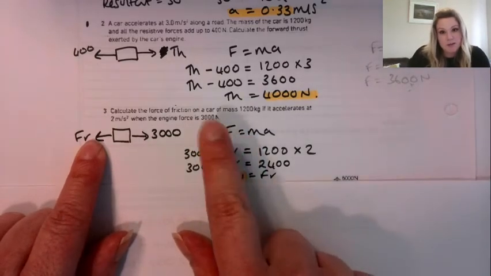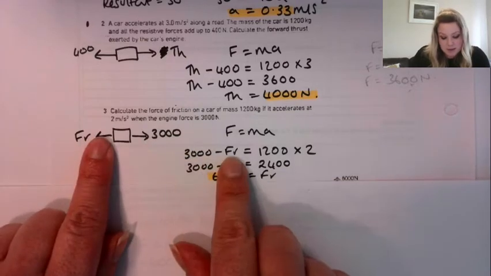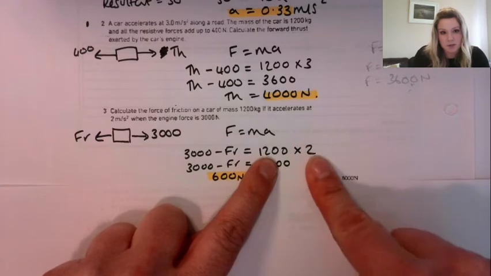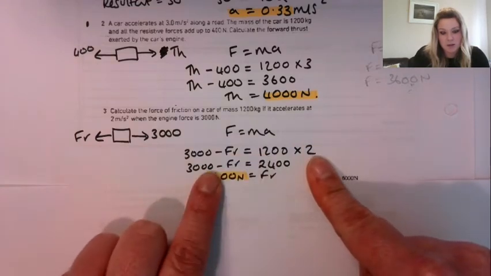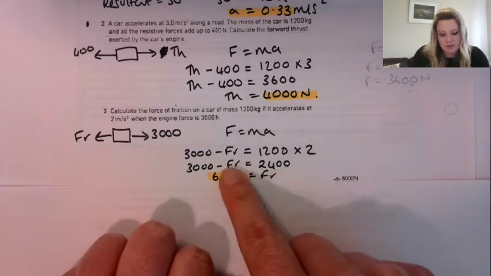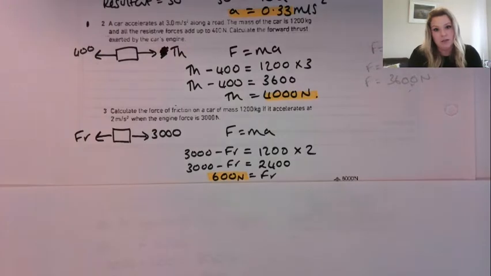Putting that into F equals ma, the F is the resultant force. So 3000 minus the friction is equal to mass times acceleration. Mass was 1200, acceleration is 2. So this minus this gives us 2400. If I add friction to both sides and then take that away, I end up getting friction being 600 newtons.